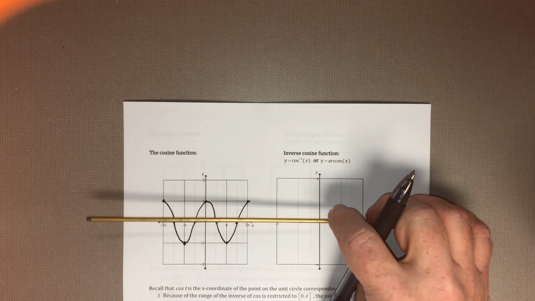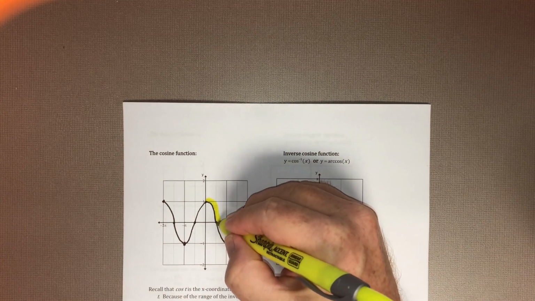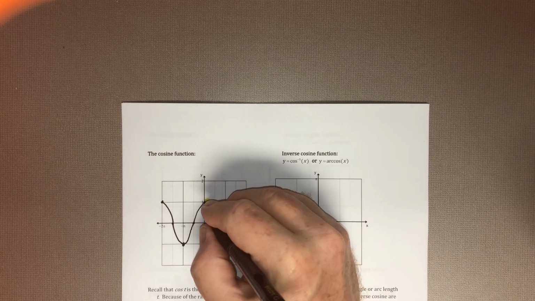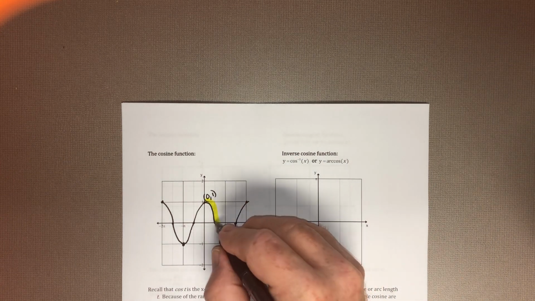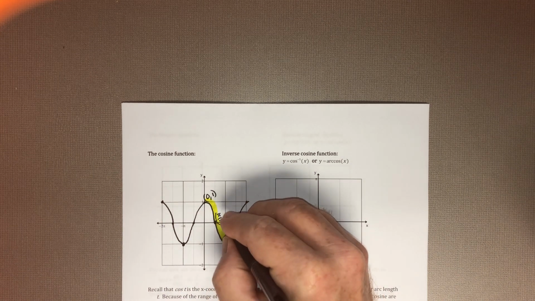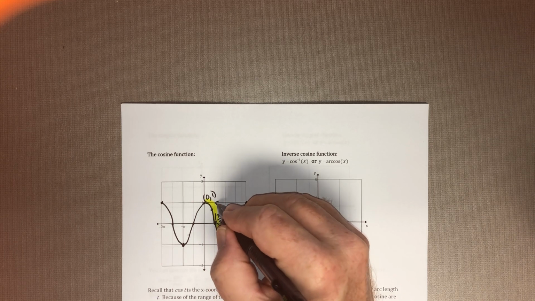So in order to get a portion of this graph that would pass the horizontal line test, we're going to have to restrict the domain. A good portion of that graph that we could use would be that part of it right there. If we start with this point 0, 1, and this point is pi over 2 for x, 0 for y, and there's a point in between there. Half of that is pi over 4.